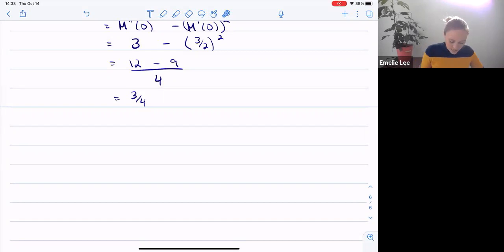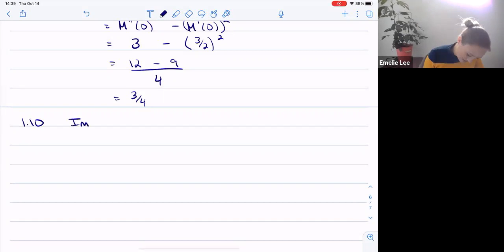Oh yeah, so the last section, that's what got me started. Can you believe it? It took us this long to get through chapter 1. There's so much stuff and I cut so much. 1.10 is just on some important inequalities.